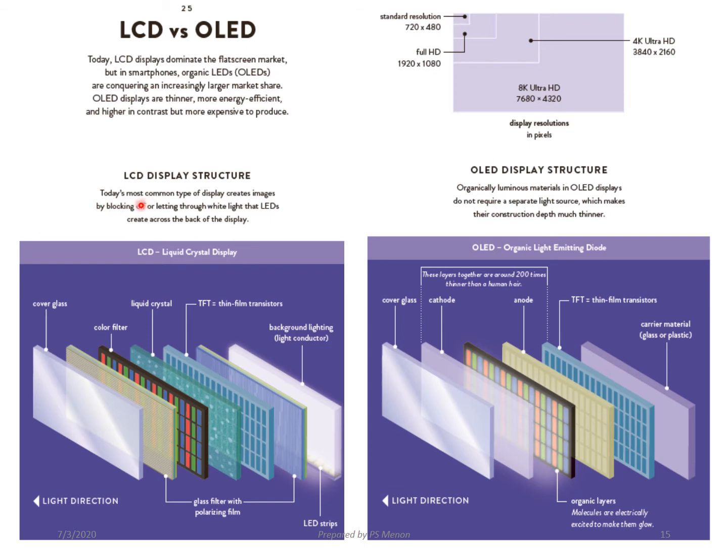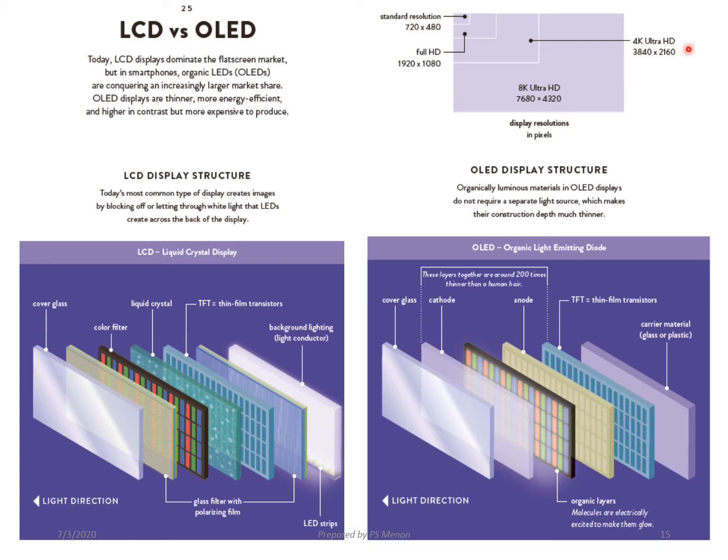Basically, today's most common type of display creates images by blocking off or letting through white light that LEDs create across the back of the display. So you have the background lighting and it travels through until the front, the cover glass. In between you have glass filters with polarizing films, color filters, liquid crystals, and also thin film transistors. And there are also LED strips to provide the background lighting.